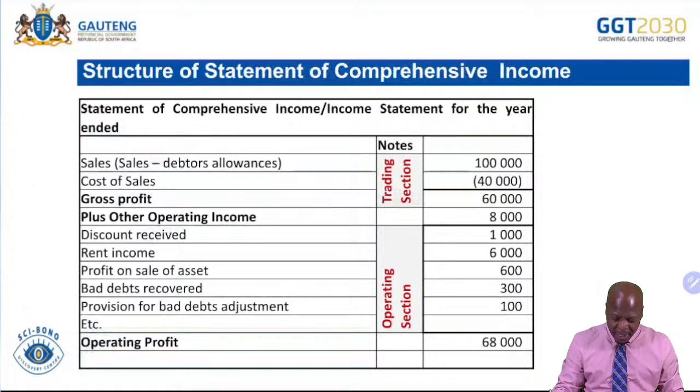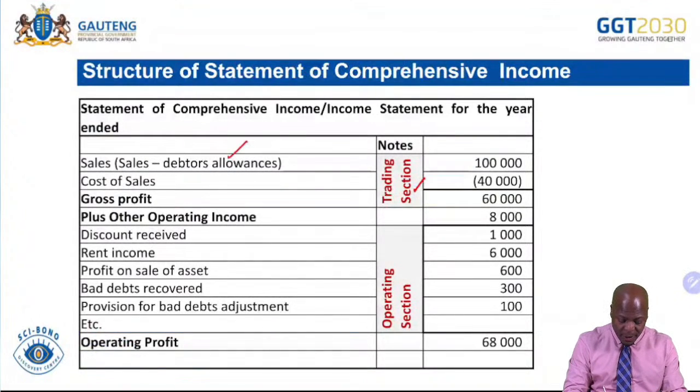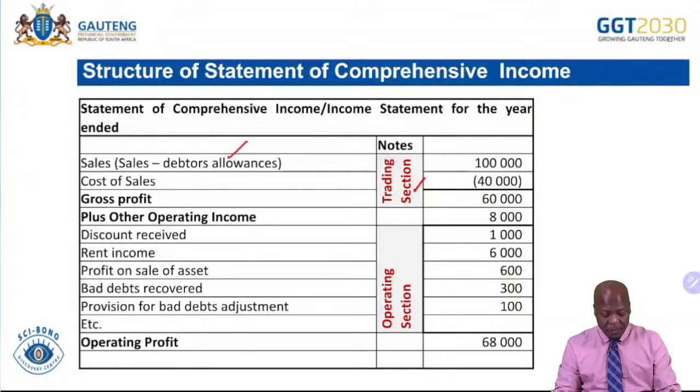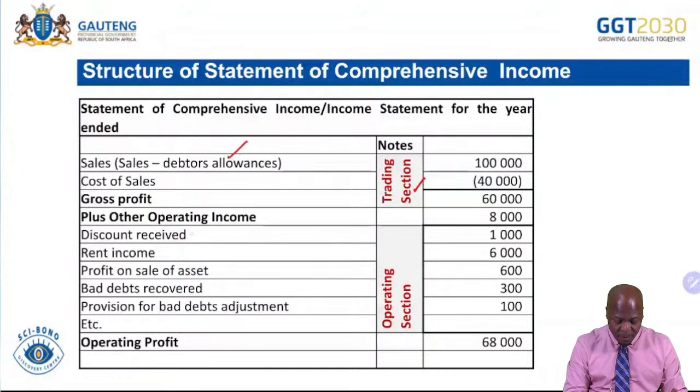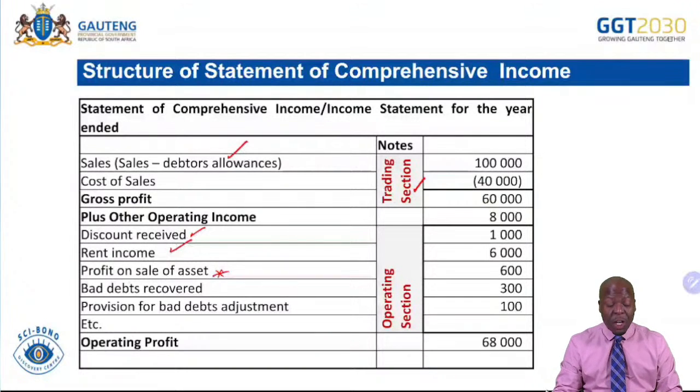When we look at the statement of comprehensive income, it is important that you know its structure. The structure begins with our trading section, which is what you see over here. On the trading section, that is where you have your sales, and remember debtors allowances. You also have your cost of sales and your gross profit. And then you have your other operating income, where you have items such as your discount received, your rent income, profit on sale of asset. This is very, very important, as most examiners are bringing this in the papers. And then you also need to look at your bad debts recovered, provision for bad debts adjustment. I will touch on this today as well.